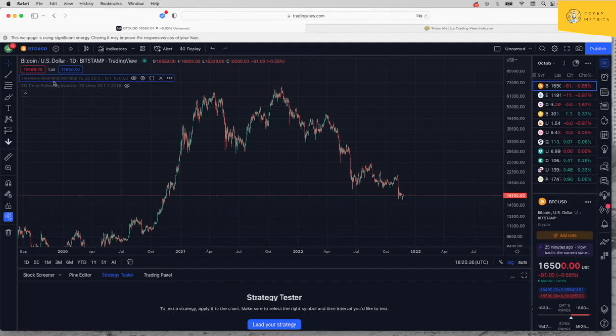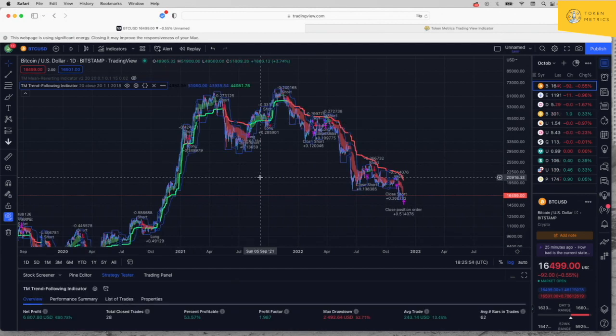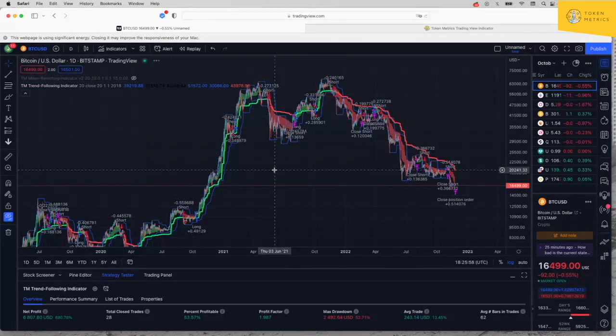So as I mentioned here, you can see I have two different indicators, one that is the Token Metrics trend following and one that is the Token Metrics mean reverting. Let's start off with trend following. This is Bitcoin, Bitcoin USD, and I'm going to put in our indicator on it. So you're going to get a visual that looks like this. As I mentioned to you guys, there are several components.